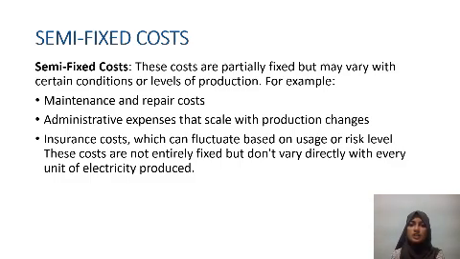And some other points of semi-fixed cost. These costs are practically fixed but may vary with certain conditions or levels of production. For example, maintenance and repair cost, and administrative expenses that scale with production changes. The last one is insurance cost, which can fluctuate based on usage or risk level. These costs are not entirely fixed, but do not vary directly with every unit of electricity produced.